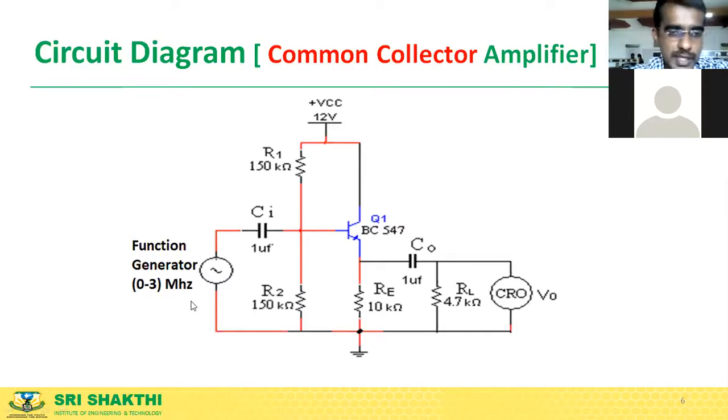See, the input signal is given through a function generator. The specification of a function generator is 0 to 3 megahertz, and CRO specification is 0 to 30 megahertz. CRO, cathode ray oscilloscope, that's what we use. And other than this, there are two coupling capacitors to avoid DC offset. One is to the amplifier and another one is from the amplifier. Other than that, there's a load resistor, 4.7 kilo ohms, right?